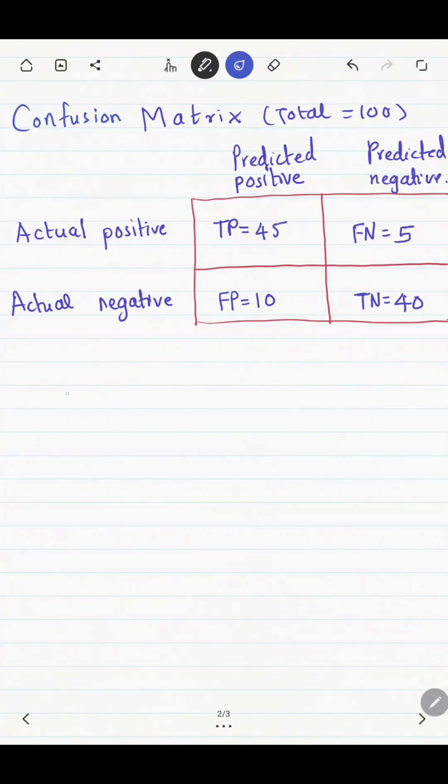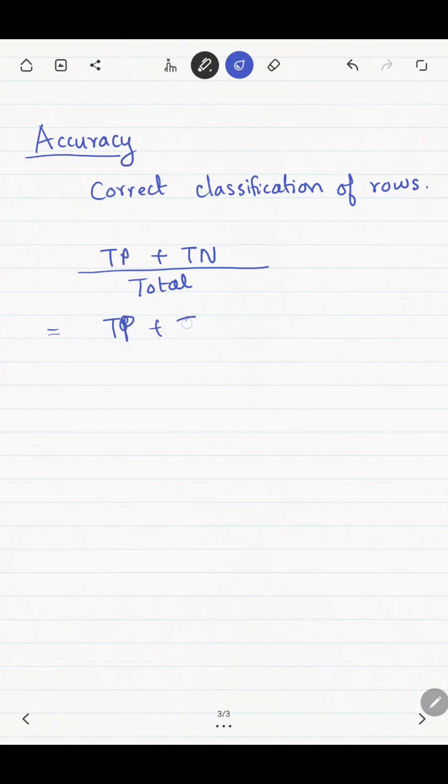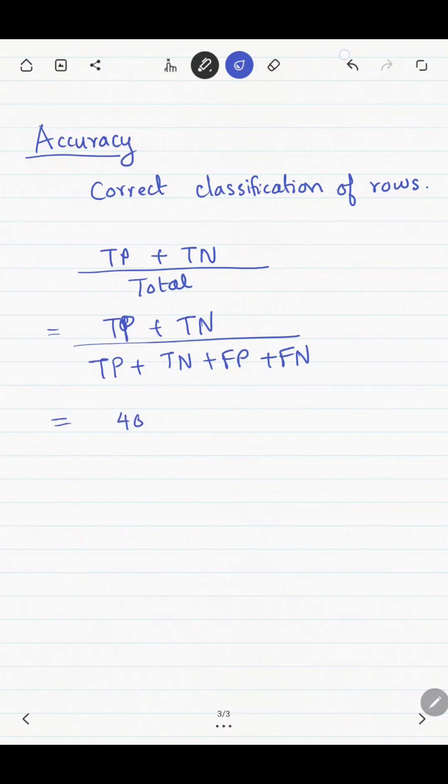If you take the sum of all the entries in the confusion matrix, you should get the total number of samples. So the denominator will be true positives plus true negatives plus false positives plus false negatives. Basically, out of all the total samples, how many predictions were correct? So in this case, the number is 45 plus 40 divided by 100, which is 0.85 or 85%.